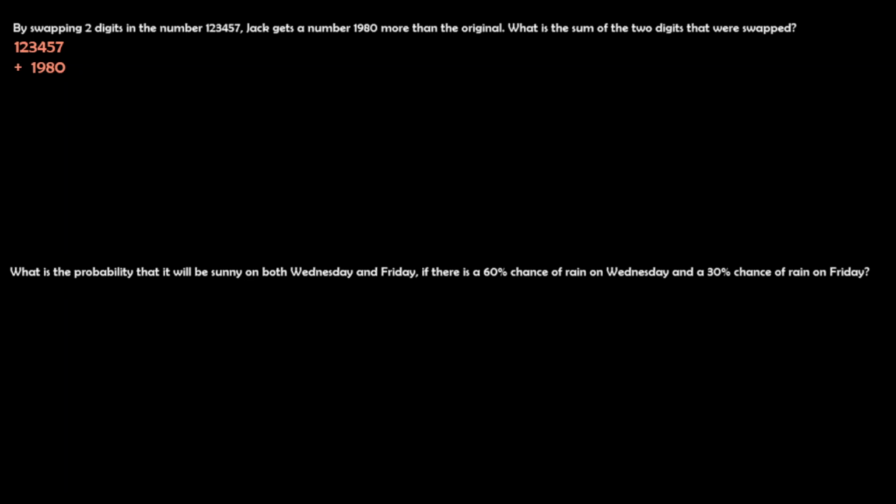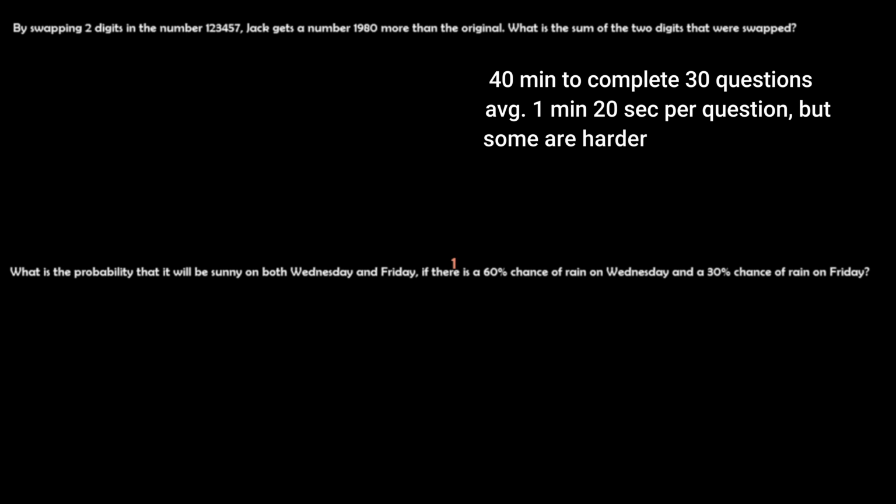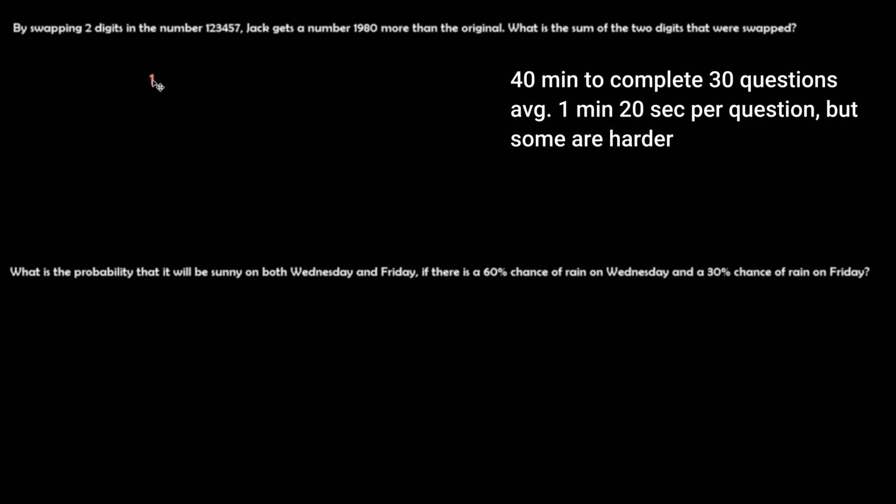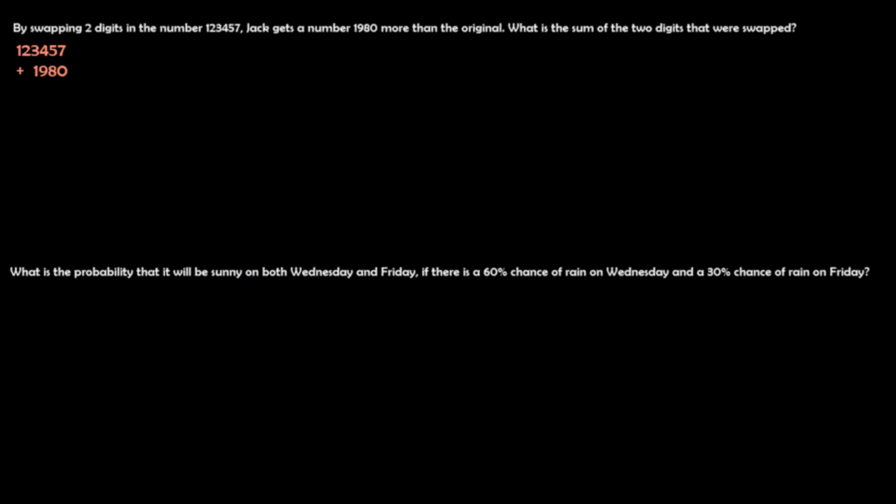Now your first instinct might be to add these two numbers, and then you'll see what two numbers would swap. But this would actually take too much time, since the sprint round goes by very fast and you do not have much time for problems. So instead, let's write the number here, and we are going to add 1980, but in a more efficient way.